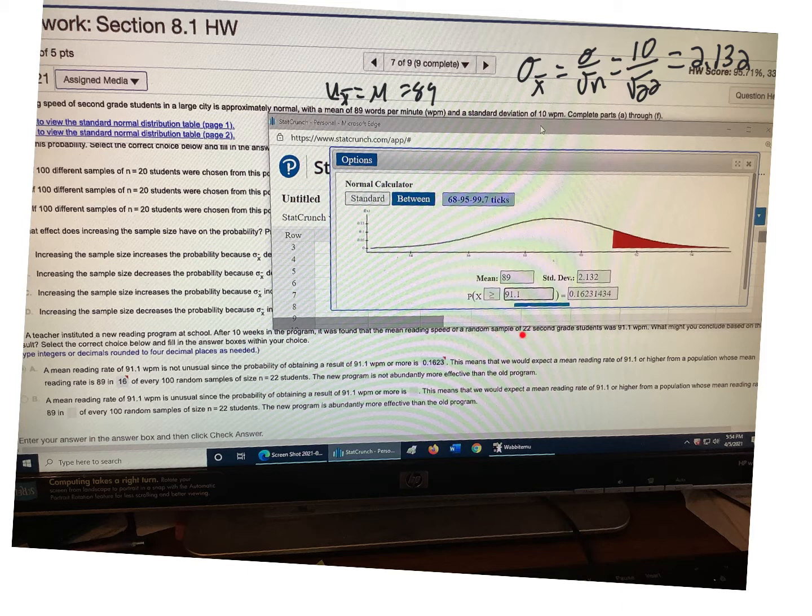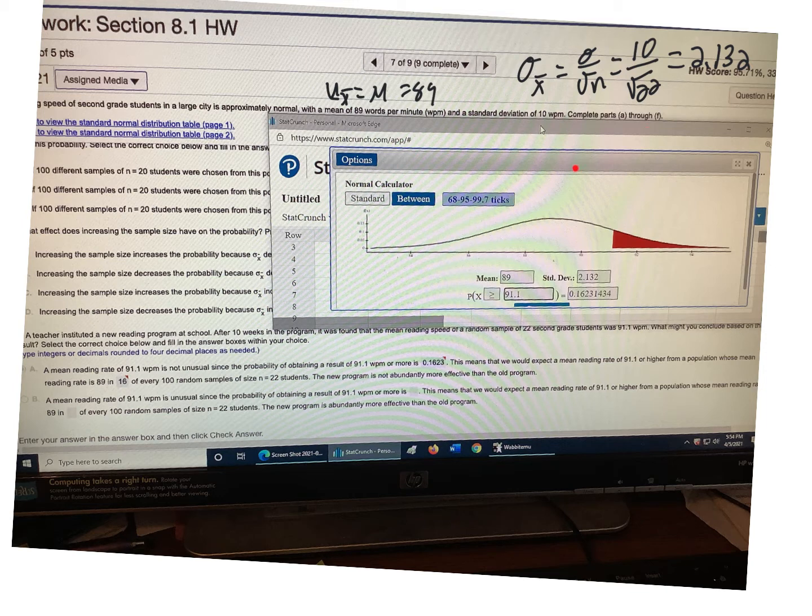They take a sample of 22 here. The mean of the sample is the same as the population, which is 89. The standard deviation of the sample is the population standard deviation over the square root of the sample size. So 10, the standard deviation for the population, over the square root of the sample size, which is given as 22, so 2.132.